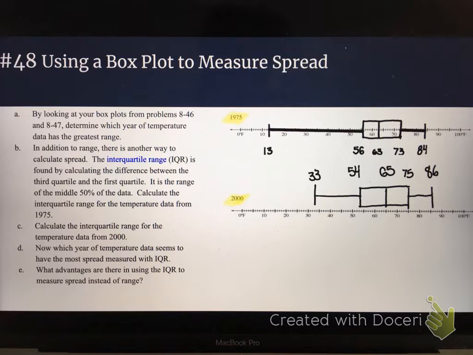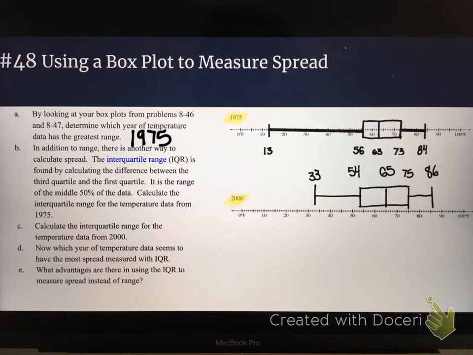Okay, well, remember, range is the largest number minus the smallest number. Largest minus the smallest. I don't even have to do the math to know which one has a bigger range, and I don't think you do either. Therefore, we can go and write down our answer. If you haven't written it down yet, pause and think, and then write it down. But the year 1975 has the bigger range. Its arms, right here, extend much farther than the arms or the whiskers of the box plot from the year 2000.